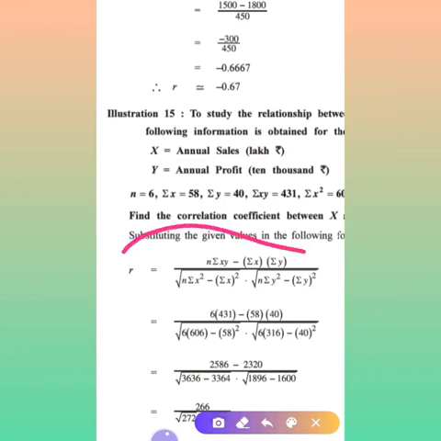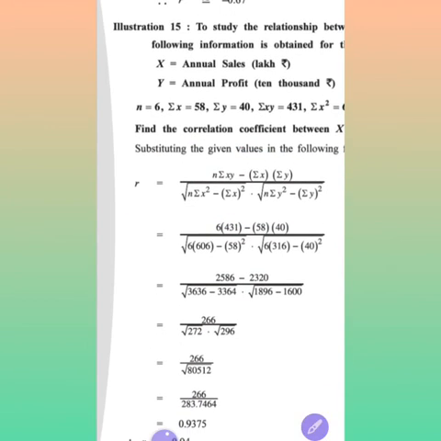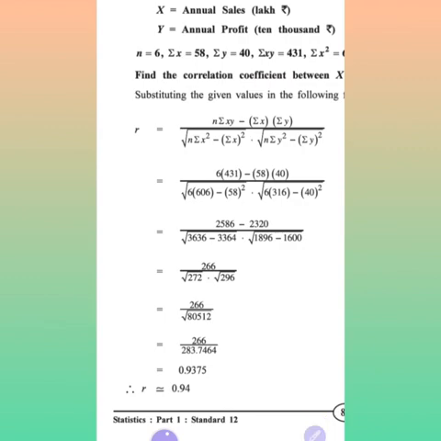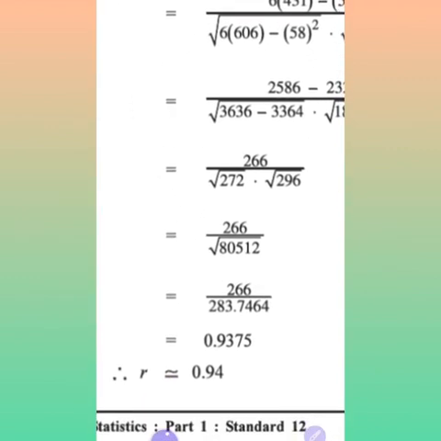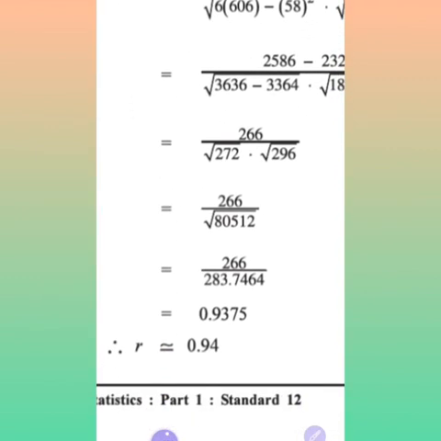This is the formula we use for the big sum. All these ingredients are given to us, and that's why we are using this formula. I'm going to put all the values inside it, and you're going to find the answer. The final answer you would find comes to something like 0.9375, so up to 2 decimal places, the approximate value of r is 0.94.